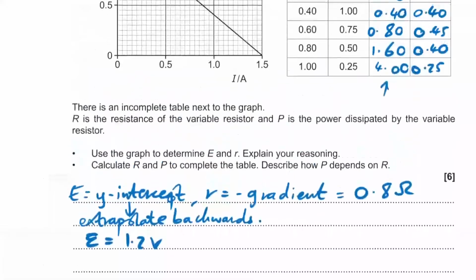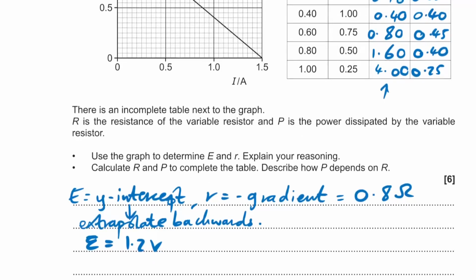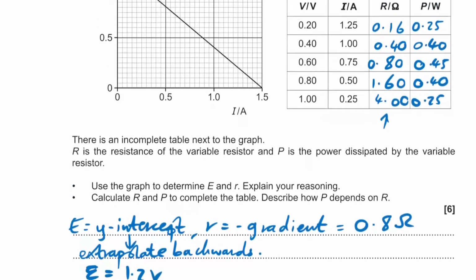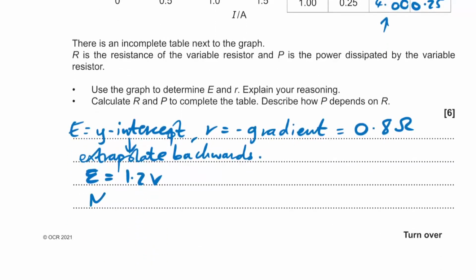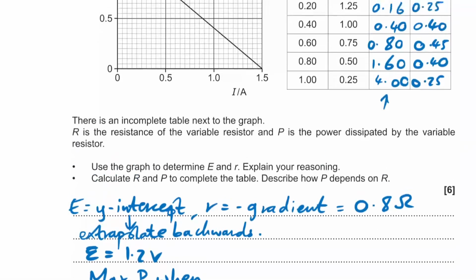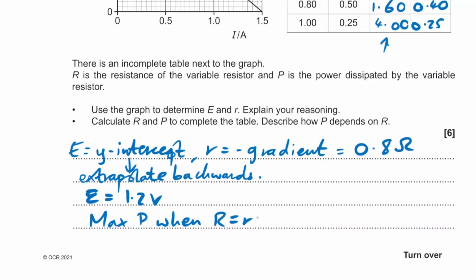Okay, so what are we being asked? Calculate R and P to complete the table. Fine. Describe how P depends on R. So we can see that we have max P when the resistance is equal to the internal resistance of the battery. That's it. Moving on.